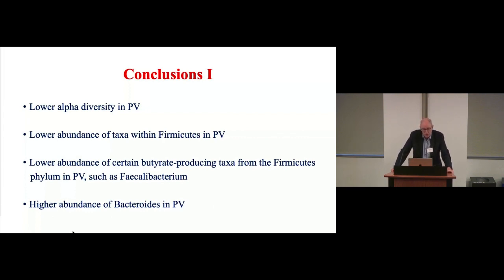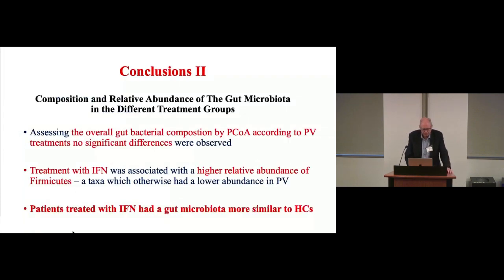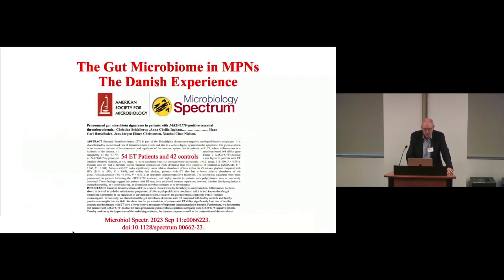So to conclude, PV patients have a distinct, different microbiome compared to controls, and there were changes in their microbiome saying that they have a chronic inflammatory state, and interferon tends to normalize all these things. So again, patients treated with interferon have a gut microbiota more similar to healthy controls. Then we continue to the ET patients, and we have published on 45 ET patients.